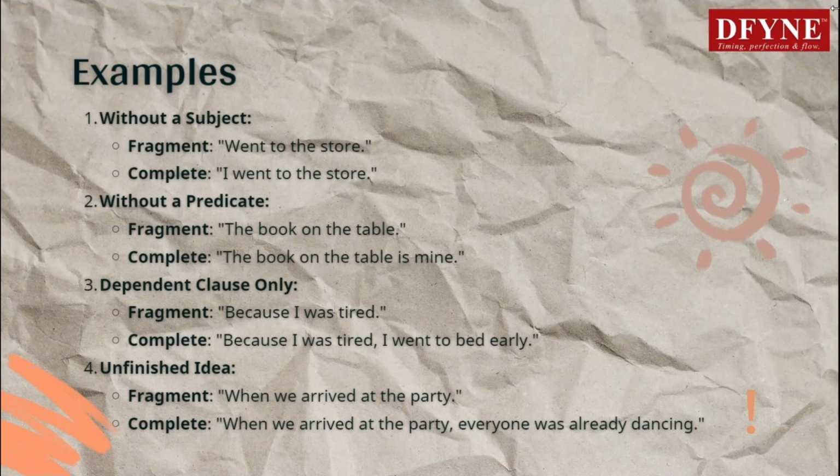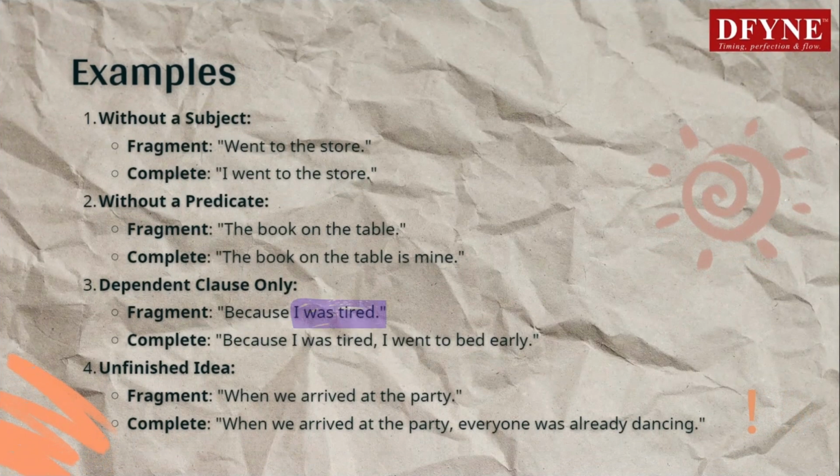Here are some examples of incomplete thoughts and their corrected versions. In the third example, we see that there is a subject and a predicate in the sentence, but it still is a fragment due to the conjunction because. Conjunctions connect different words, phrases, or sentences together. In this case, because needs another independent sentence to make it into a complete sentence, as shown below it. We see something similar occur in the fourth example as well. Here, it's using when.